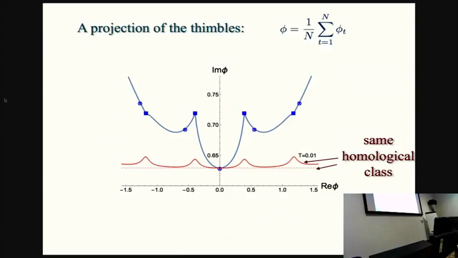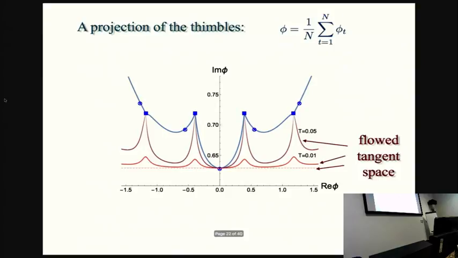When I start from this tangent plane here and evolve a little, I get this surface. That gives the same integral. I can evolve a little more and get another one, and a little more and get another one. So it's approaching the thimbles.